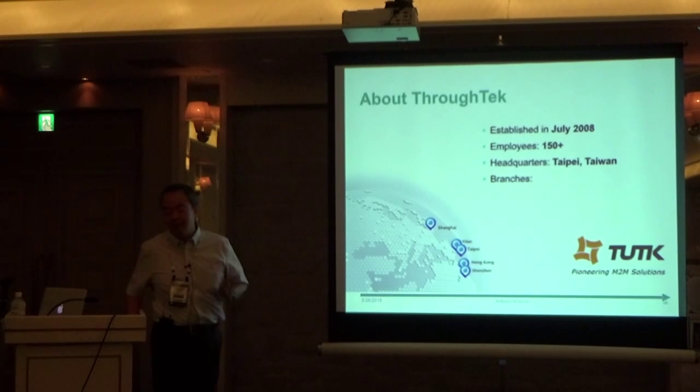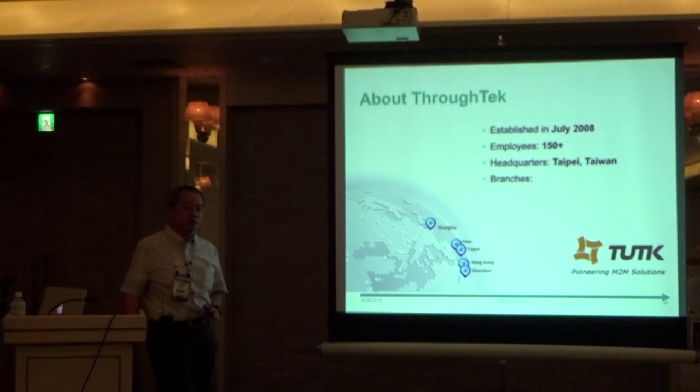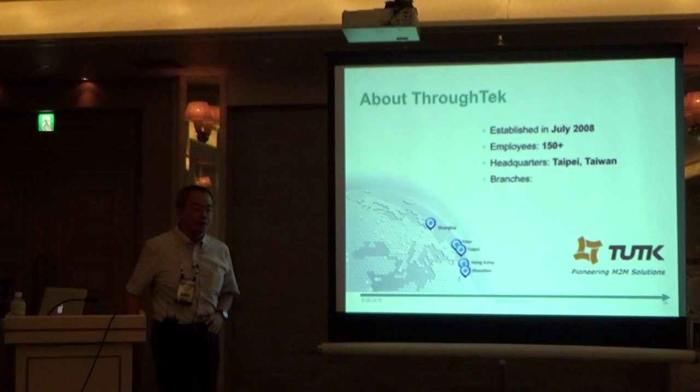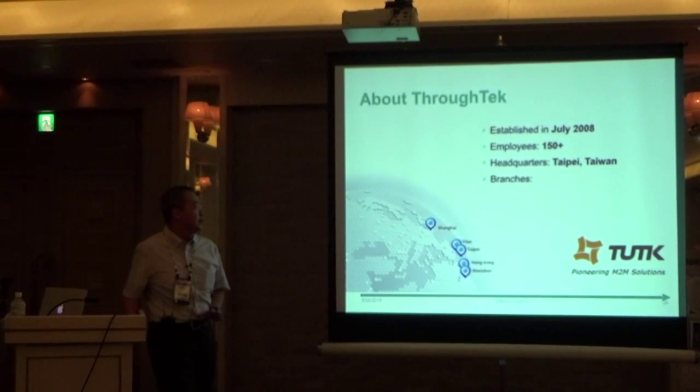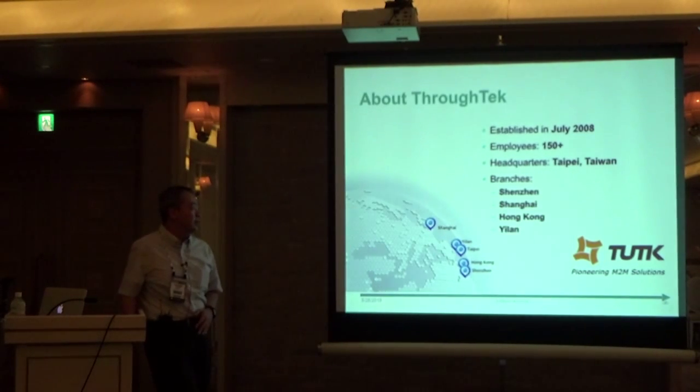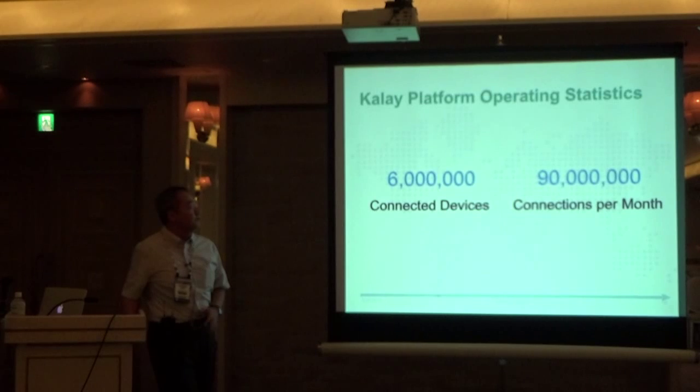So next, some facts about ThroughTek here. We started in July 2008, so it's already been 7 years now. We have over 150 employees, and about 60 to 70% of them are R&D people. Our headquarters is based in Taipei, Taiwan, and we have several branches: 2 branches, Shenzhen and Shanghai in mainland China, an office in Hong Kong, and another R&D office in Yilan, Taiwan.